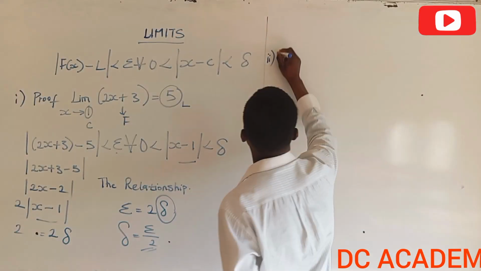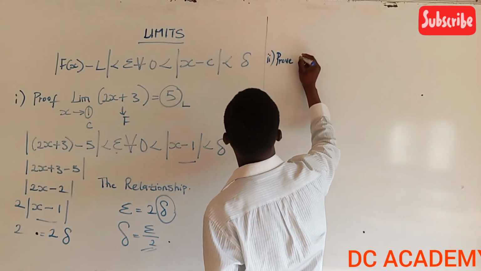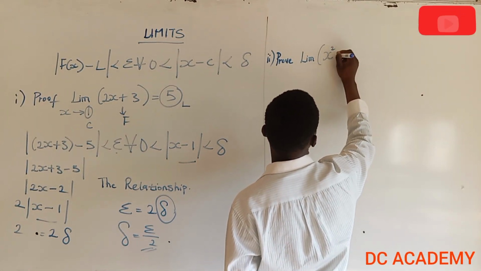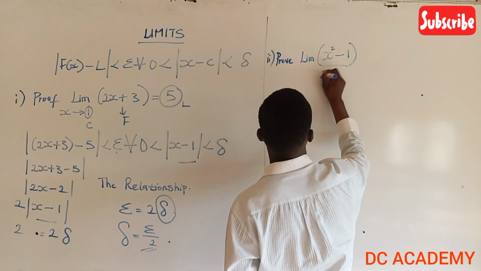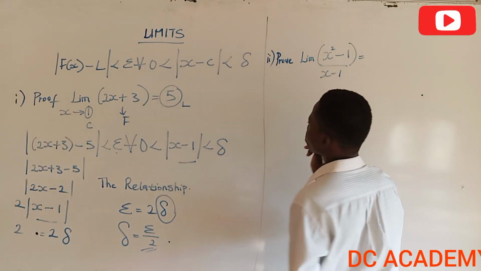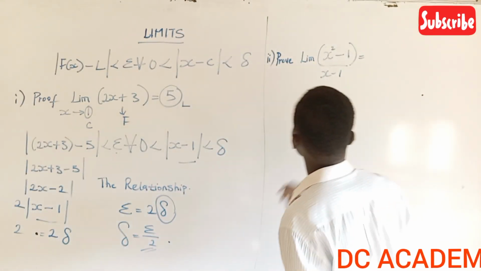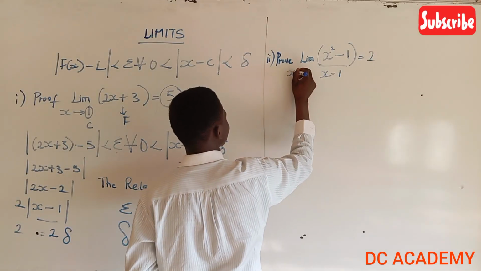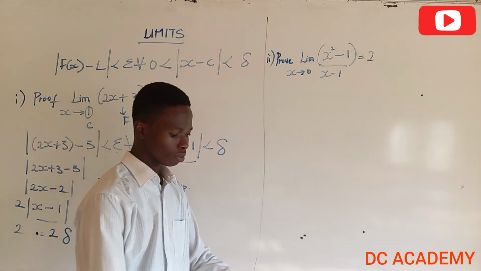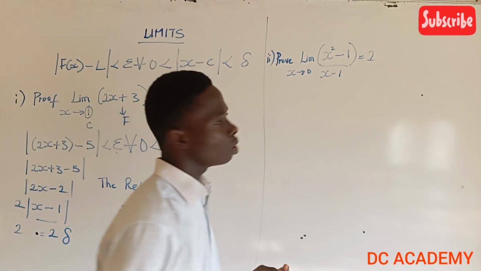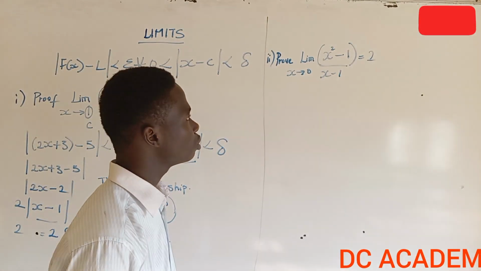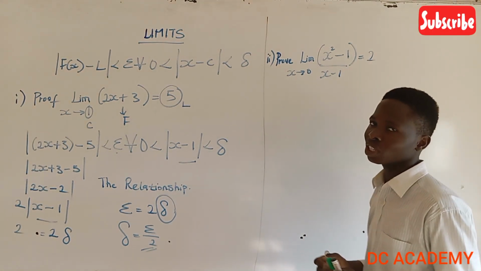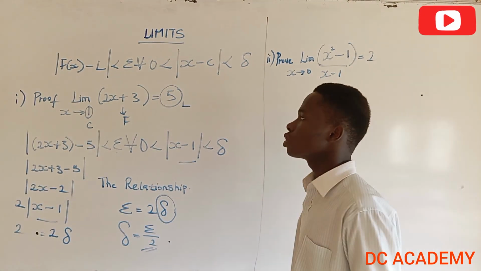Now, in a case like this, we have to prove the limit of x squared minus 1 all divided by x minus 1 is equal to 2 as x tends to 0. Now, in a case like this, looking at this, what can you possibly do? We have this representation that is given in proving the limits. So what do I have to do?